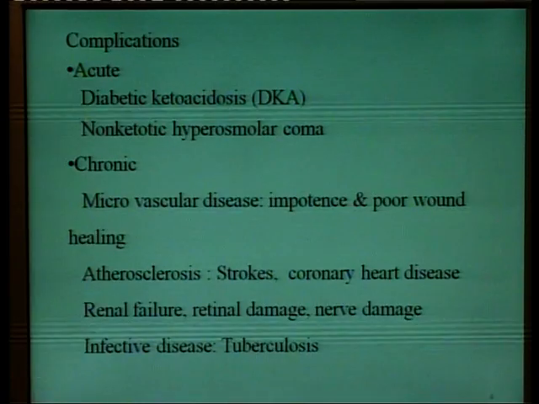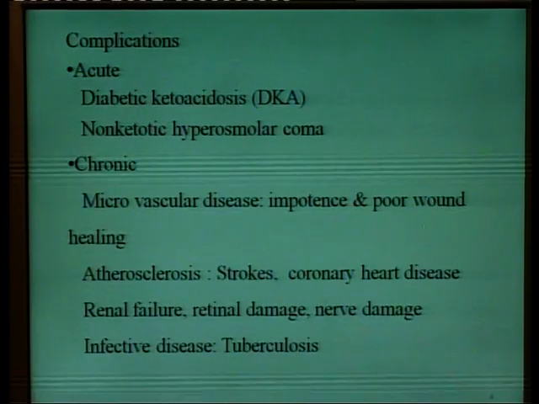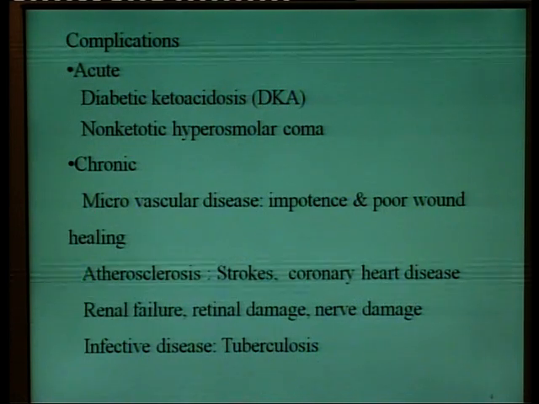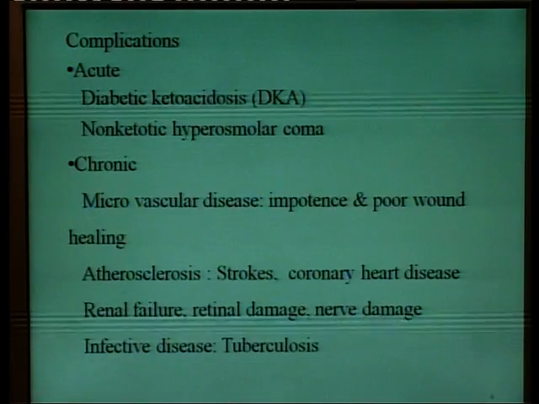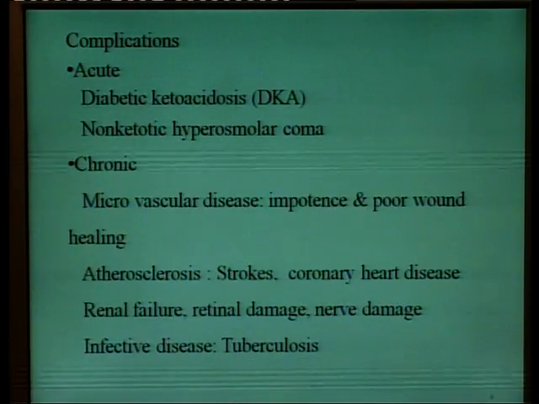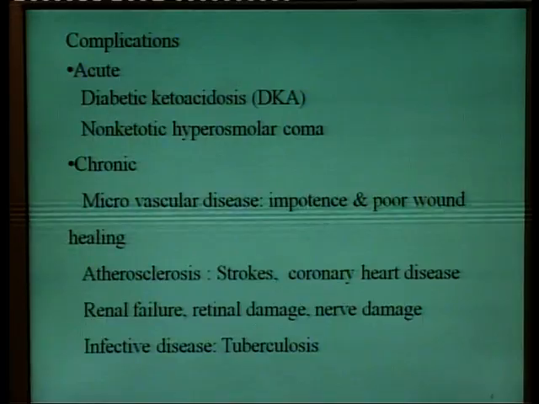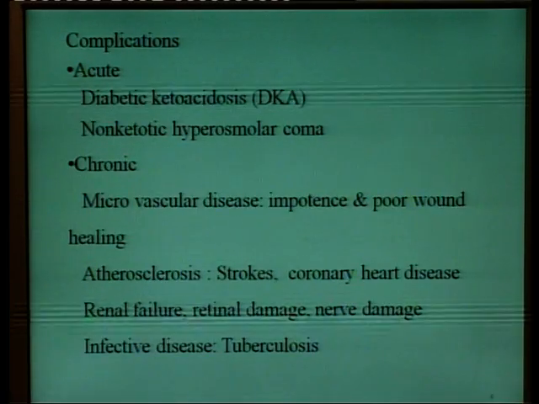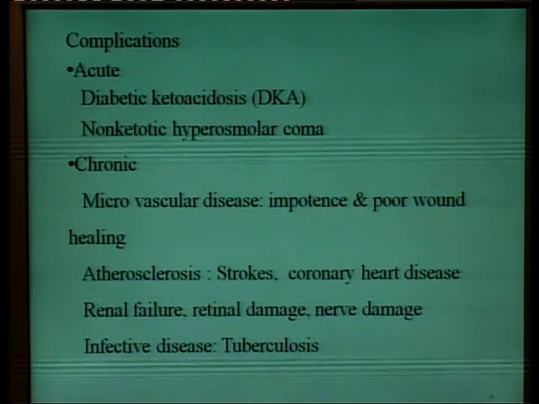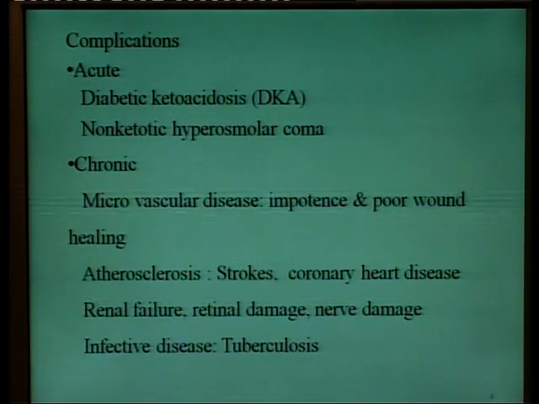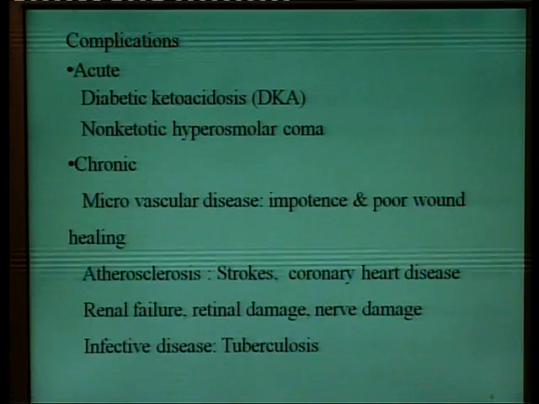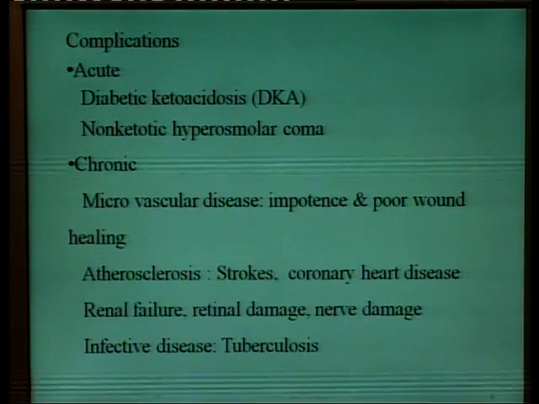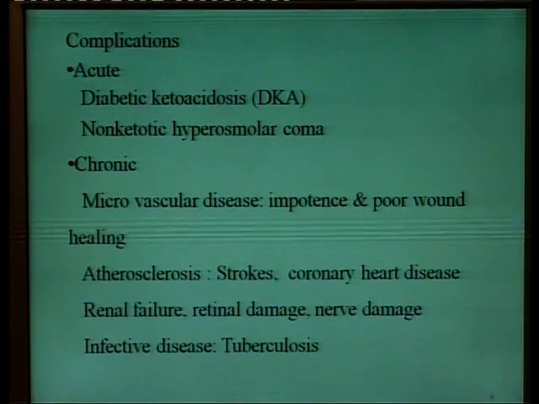The complications that we come across in diabetic patients depend upon the type of the problem. It can be acute, it can be chronic. Acute means the problem that we come across is diabetic ketoacidosis, that is DKA, or non-ketotic hyperosmolar coma. It can be chronic, where you have a microvascular disease, that is impotency, and poor wound healing. This is the main indication that we see in diabetic patients.